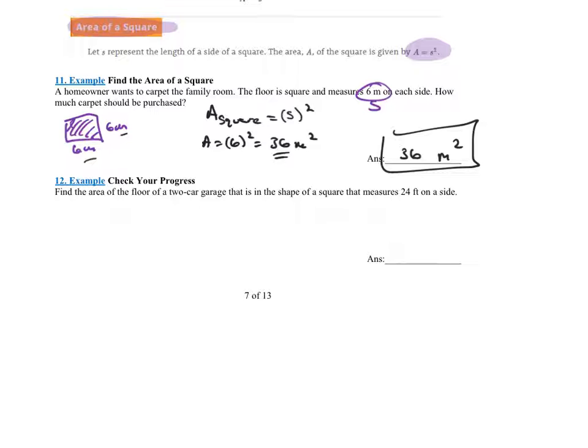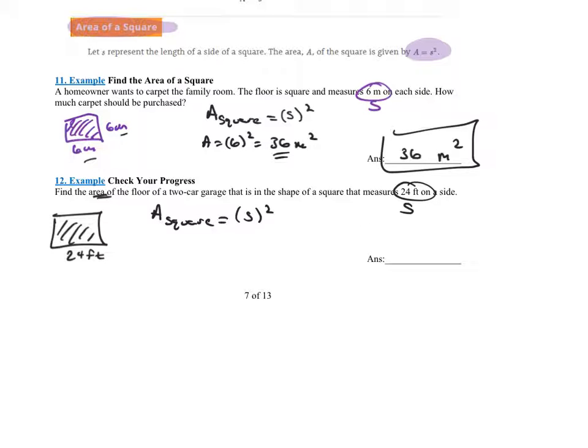Look at example 12 for me. It says find the area of the floor of a 2-car garage that is the shape of a square and measures 24 feet on one side. So we have a square. We have 24 feet as the length of a side. I've identified that. And it says it wants the area, so it wants the inside of the figure, right? So we're finding the area of a square. The area of a square is the length of the side squared.